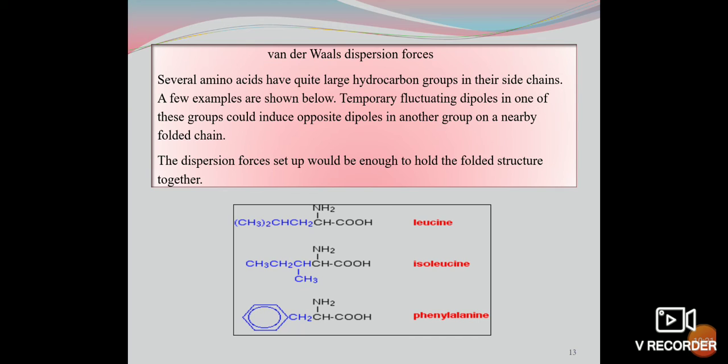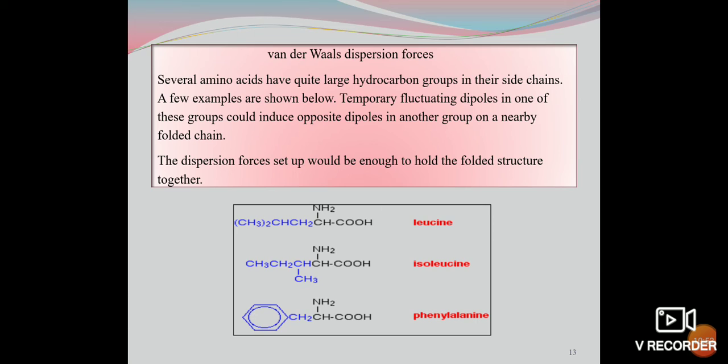Van der Waals dispersion forces. Several amino acids have quite large hydrocarbon groups in their side chains. A few examples are shown here. The temporary fluctuating dipoles in one of these groups could induce opposite dipoles in another group on a nearby folded chain. The dispersion forces set up would be enough to hold the folded structure together.